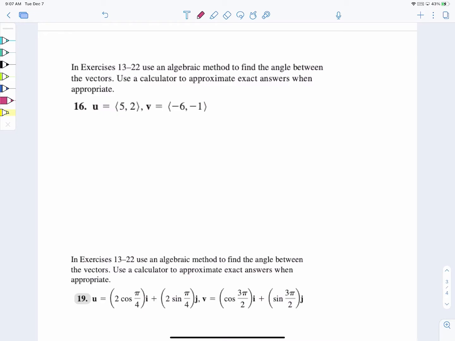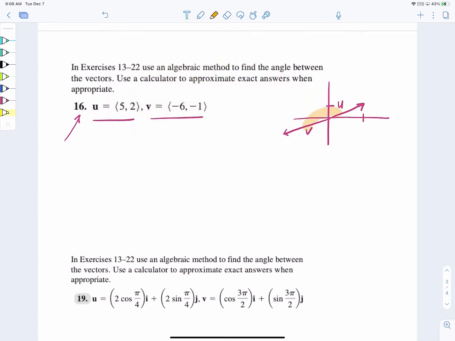All right, next, let's try finding some angles between vectors. So we have vector u and vector v. Again, this is number 16 from your homework. If you were to picture this, it's 5 and 2, so maybe u is here, and your v is 6, -1, so maybe like here. So we're trying to look for the angle between them.